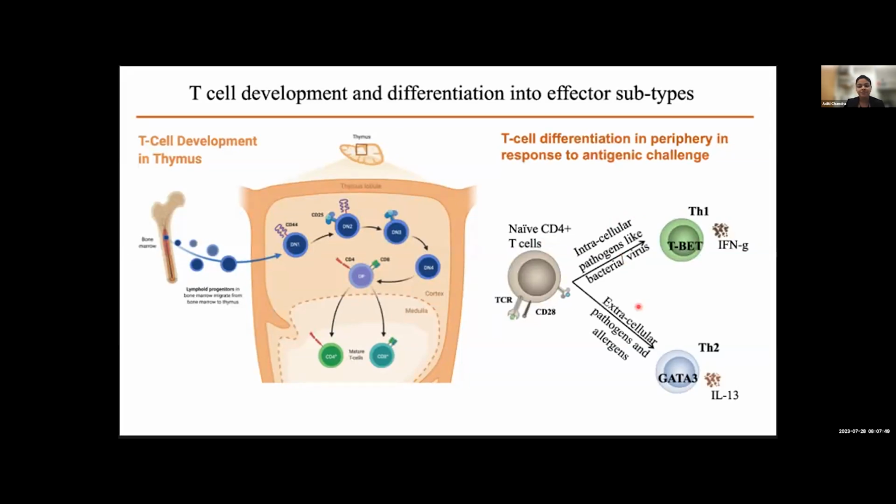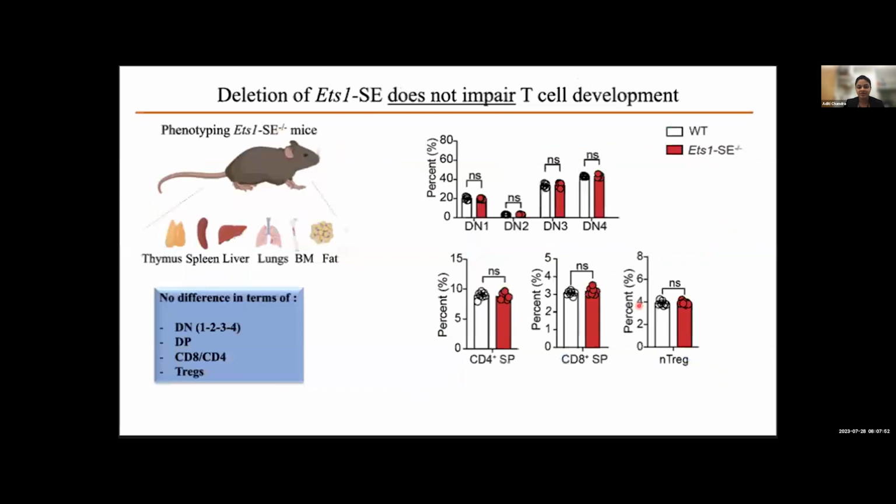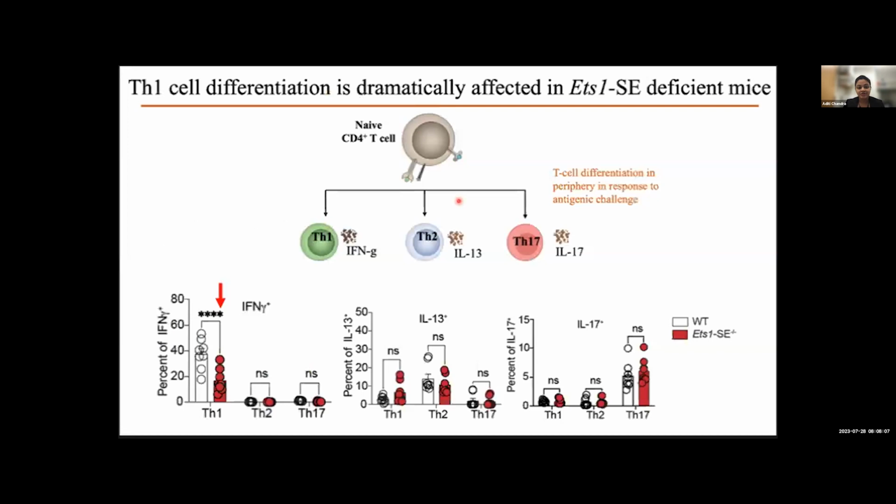So first, in terms of T cell development, we did not observe any significant change in the number of early T cell progenitor stages between wild type and the knockout mice, suggesting that the knockout does not affect T cell development. However, in terms of T cell differentiation, when we polarized the naive CD4 cells in vitro using a combination of cytokines into either Th1, 2, or 17, we observed again there is no difference in terms of Th2 and 17.